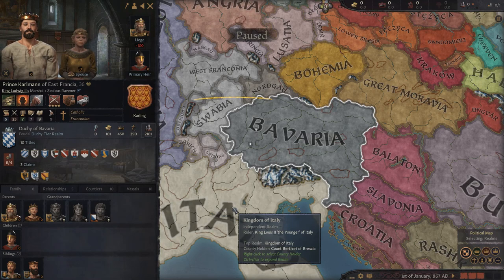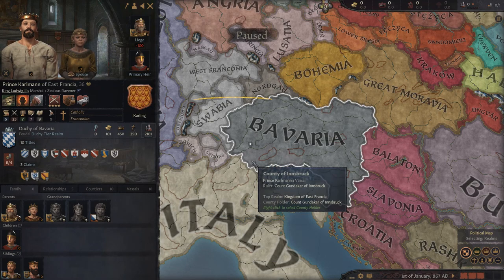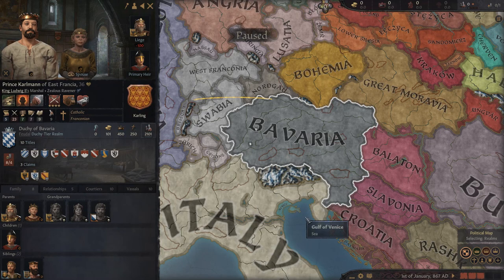In 876, Ludwig the German died. In 877, Charles the Bald died as well, thus leaving Karlmann with the thrones of both Bavaria and Italy, because he was the heir then after Charles the Bald. And yeah, it's complicated papal history there.